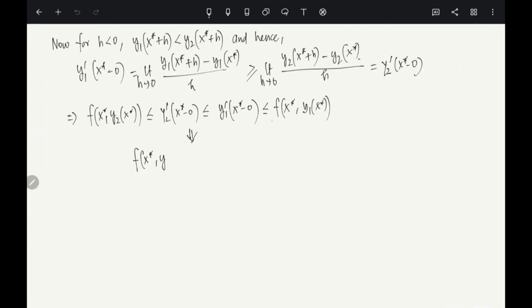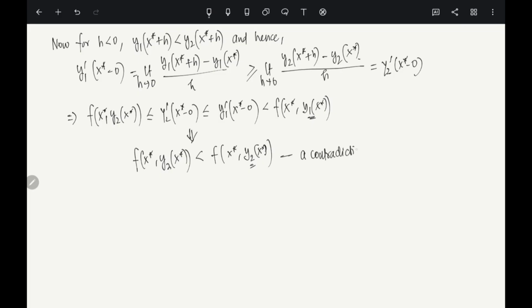Why do we need this? Because of to find the contradiction here. You see, if this is the case, then y2 at the point x star is strictly less than f of x star. Y1 and y2 are basically the same at x star, so I am just replacing it. So this strict inequality is required, and this is a contradiction.